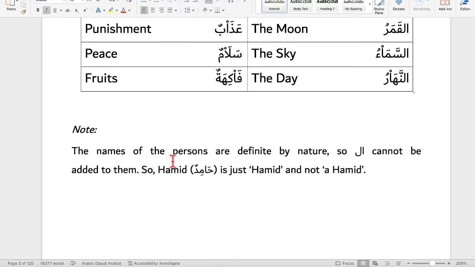Just note that the names of persons are definite by nature, so we don't add "al" to the names of persons. For example, it is wrong to say "al Hamid." Hamid is always written as Hamidun, but it is going to be a proper noun.